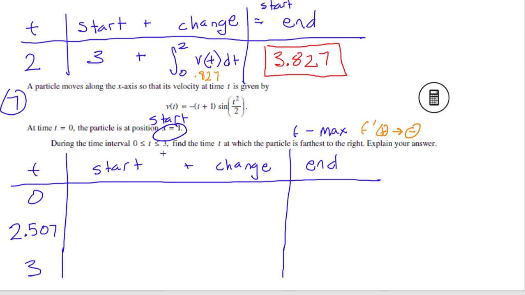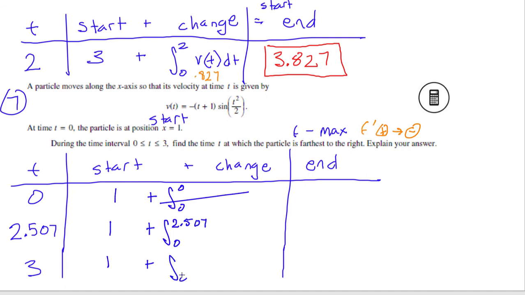So the start position is 1, so 1, 1, 1. We're going to add the integral between 0 and 0, and that's going to be nothing. This one I do care about, between 0 and 2.507. This one I care about because it's other than 0, 0 to 3. And then these are all of velocity. So I'm just going to write v of t dt, v of t dt. So 1 plus 0 is 1. I'm a very good mathematician, right?